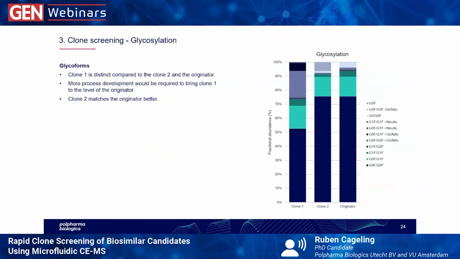And we can also look at the glycosylation profile, of course. And in this case, you could see that clone 1 is different compared to clone 2 and the originator. Clone 2 and the originator really match already in G0F, G0F, and in G0F, G1F content. Well, you can see that clone 1 is still off. Therefore, you would need to modulate, so you need to do more process development to bring clone 1 into the level of the originator. So in the end, based on glycosylation, you would select clone 2.